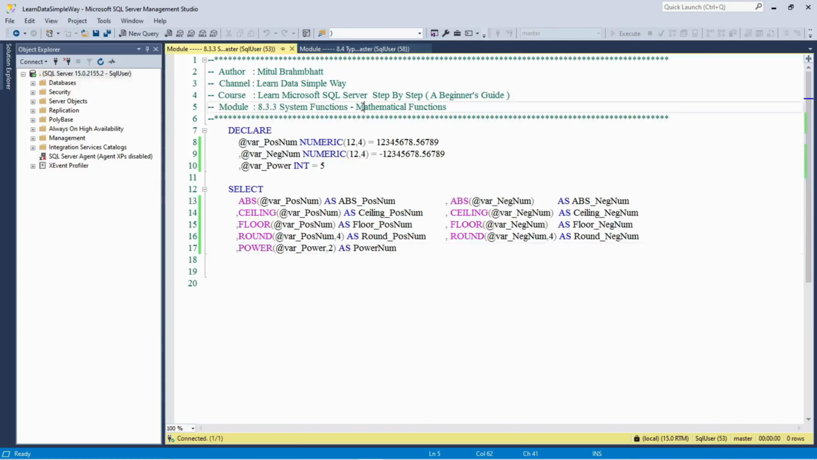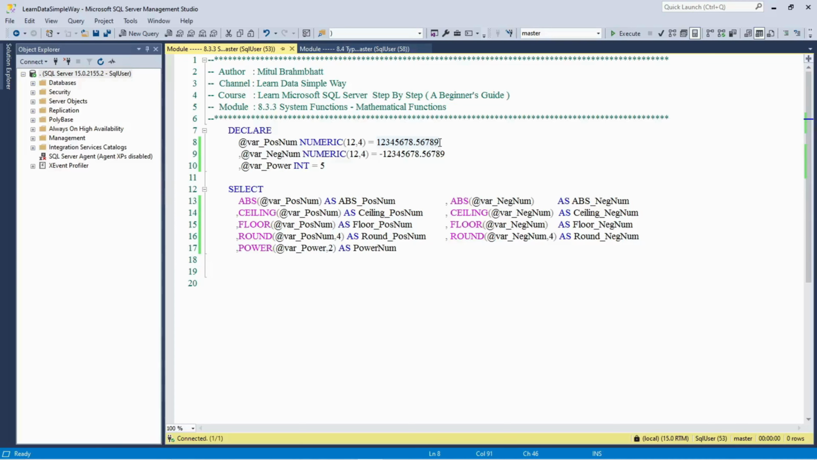Let us understand module 8.3.3, system functions, where we will be covering the mathematical functions. In this, we have to declare three variables. The first one is the positive number, with data type numeric(12,4). 12 is the total number of digits, whereas 4 will be the decimal part, so the integer part will be 8.